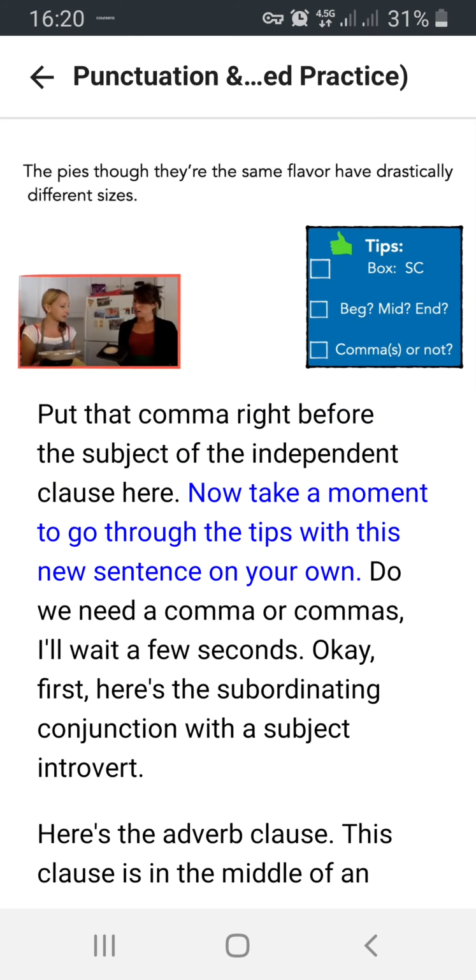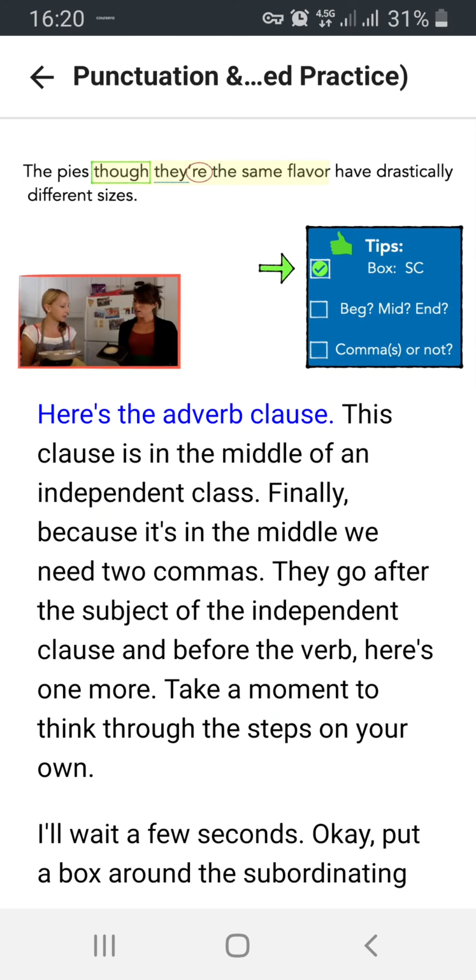Now take a moment to go through the tips with this new sentence on your own. Do we need a comma or commas? I'll wait a few seconds. Okay, first, here's the subordinating conjunction with a subject and a verb. Here's the adverb clause. This clause is in the middle of an independent clause. Finally, because it's in the middle, we need two commas. They go after the subject of the independent clause and before the verb.